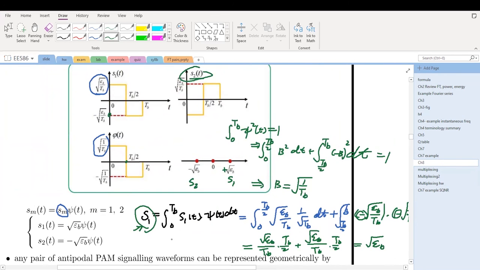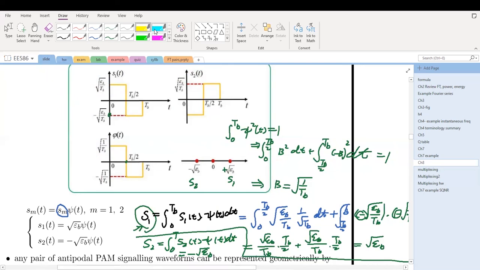The coefficient S2, we do the same thing: the integral over TB of S2(t) psi(t) dt. So we will obtain minus square root EB. Therefore, the geometric representation for these two waveforms is this base function. Here, this is plus square root EB, and this is minus square root EB. This is S1, the coefficient. This is S2, the coefficient.